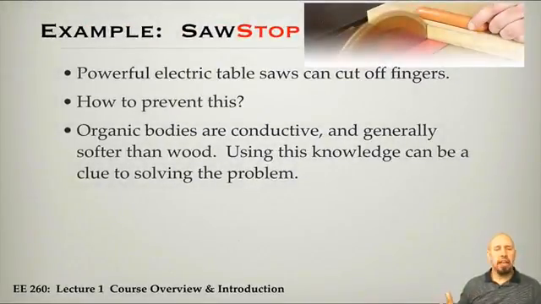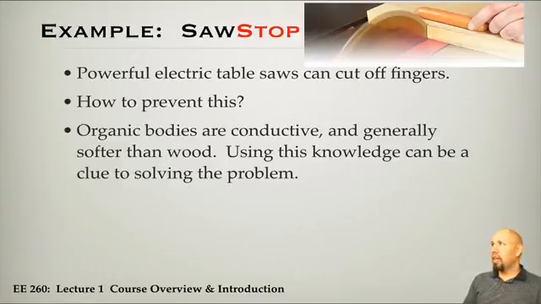So again, electrical, mechanical, biological, all kinds of things could be used here. Just to give you an example, there's a product called SawStop. The purpose of this is as follows. We know that there are lots of table saws, and table saws can cut off fingers. I have a brother-in-law that happened to, I have a friend that happened to. So this is certainly a problem. Table saws are potentially dangerous.